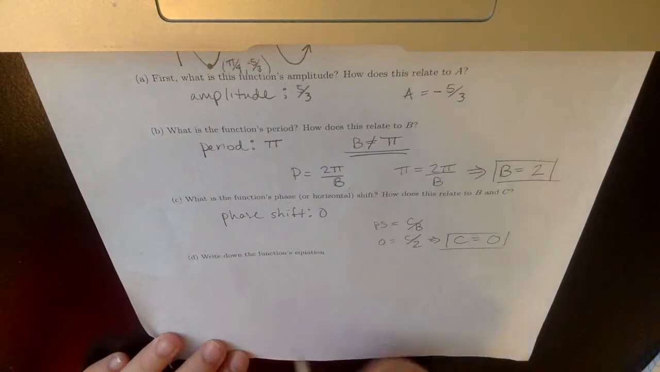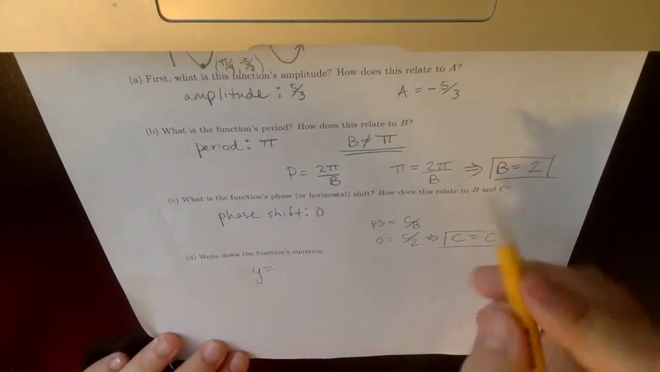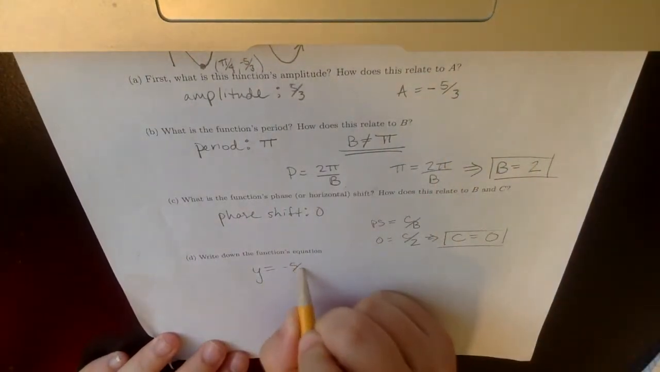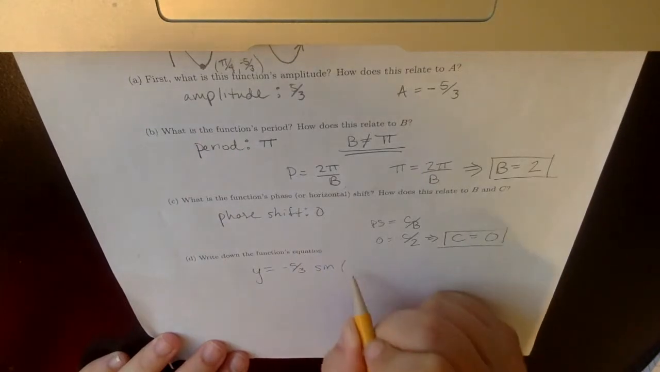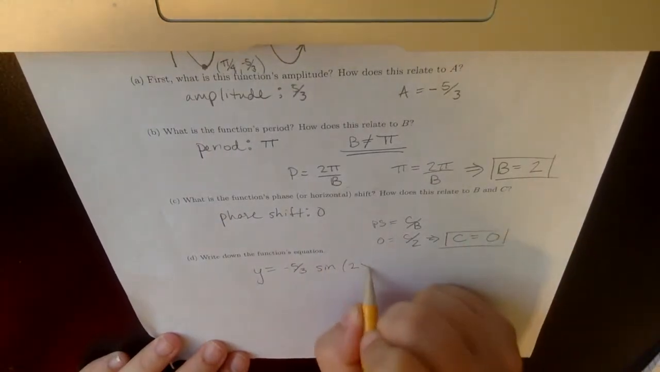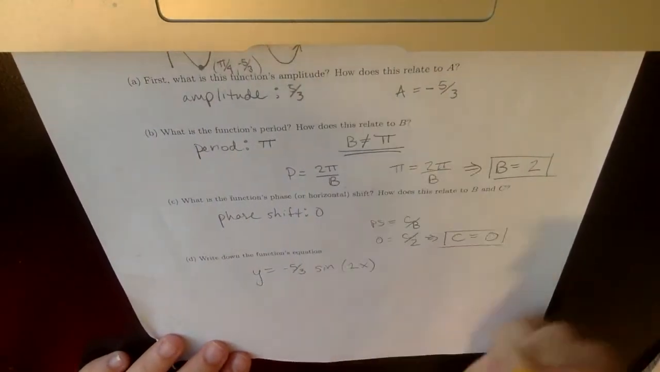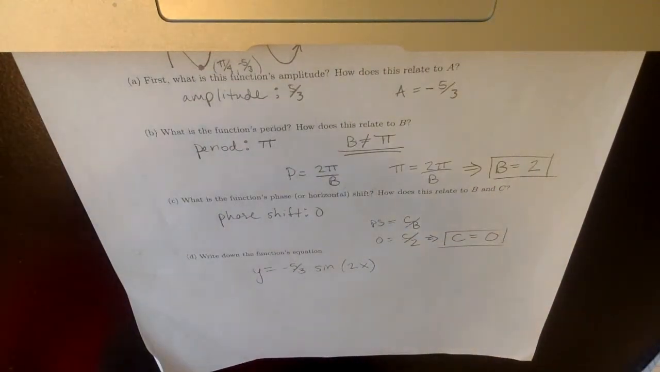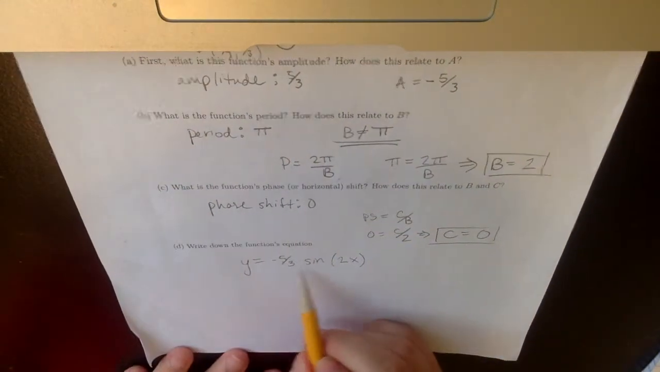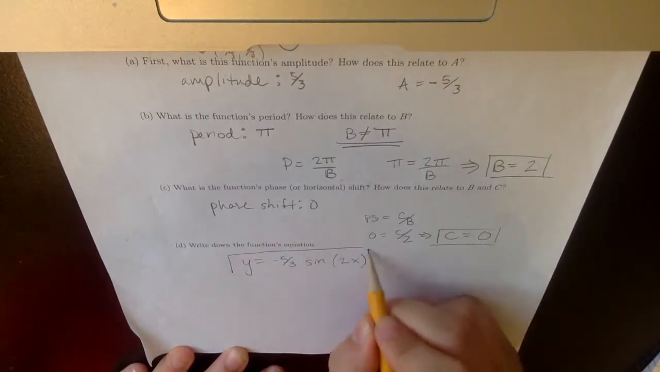Okay, so now all we have to do is write down the equation of our sinusoidal function. So y equals a, which is negative 5/3, sine of bx, that's 2x, plus c, which is 0. So the function's equation is y equals negative 5/3 sine of 2x.